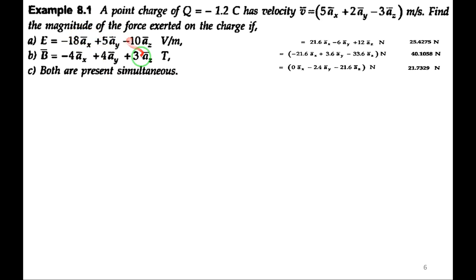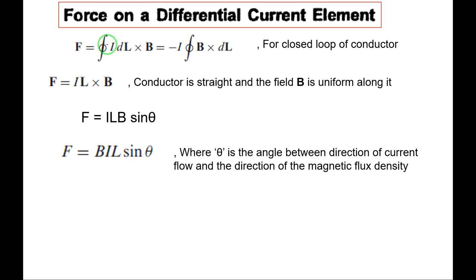Next, this is similar to the previous problem. I am leaving this problem to you people. Please take it as a homework. You solve it. Answers are given here. Due to electric field, this is the vector and this is the magnitude. Due to magnetic field, this is the vector you are going to get and this is the magnitude. And due to both B and E acting together, this is the vector you are going to get and this is the magnitude, right? So I am leaving this to you people. The next, force on a moving charge is over.